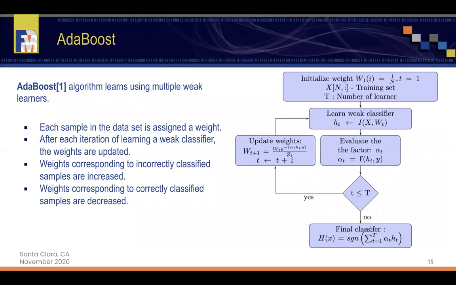So before going into the variation of adaptive boosting, I would like to briefly explain the adaptive boosting algorithm, also called AdaBoost. AdaBoost learns using multiple weak learners, such as a decision stump, a decision tree, random forest, etc. The algorithm iterates t times, and during each iteration, a classifier is obtained. At the start, each sample in the training dataset is assigned a weight. After each iteration of obtaining a classifier, the weights assigned to the samples are updated using a rule. The rule satisfies the condition that the weights corresponding to incorrectly classified samples are increased and weights corresponding to correctly classified samples are reduced. The final classifier is an ensemble of all these weak learners obtained at each iteration. The figure on the slide is a flowchart representing the AdaBoost algorithm.